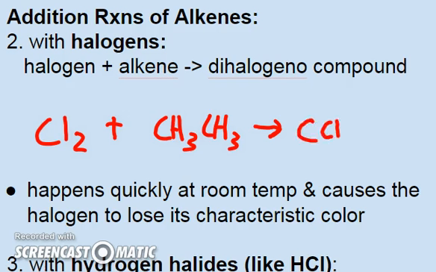So now it would be CClH2, and I could just put a 2 around this or write CClH2 again. And that's why it's called the dihalogenal compound, because the name for this would be 1,2-dichloroethane.